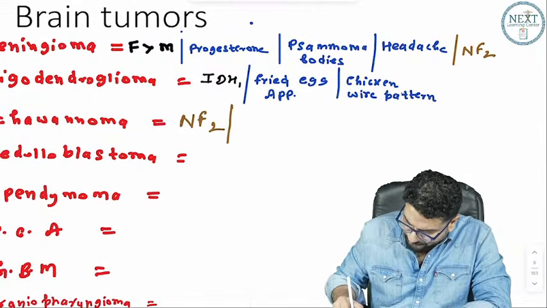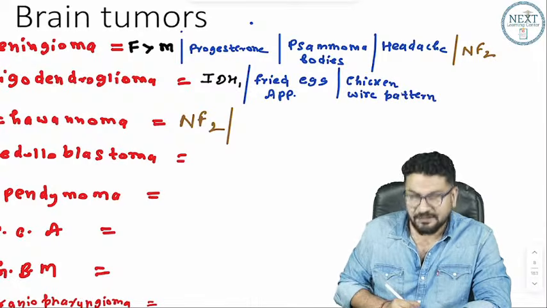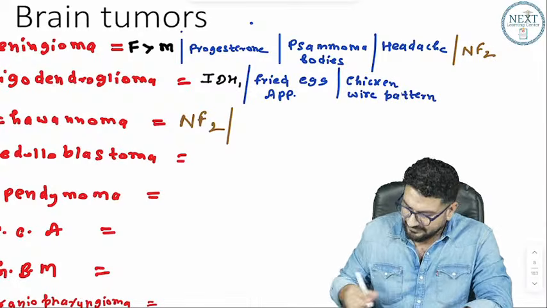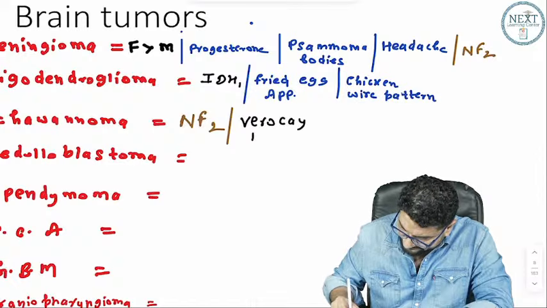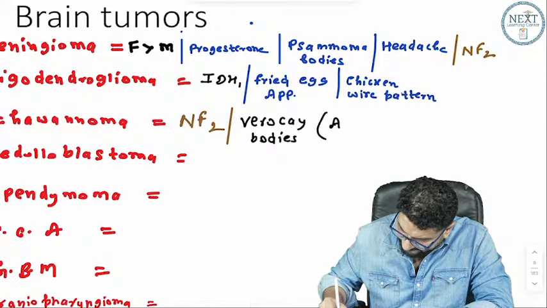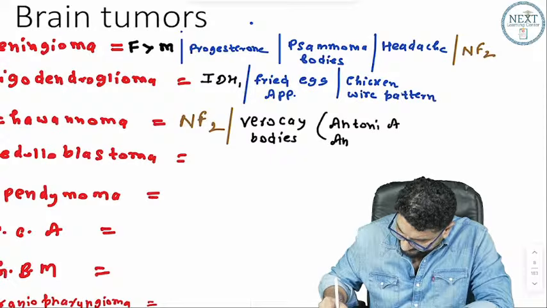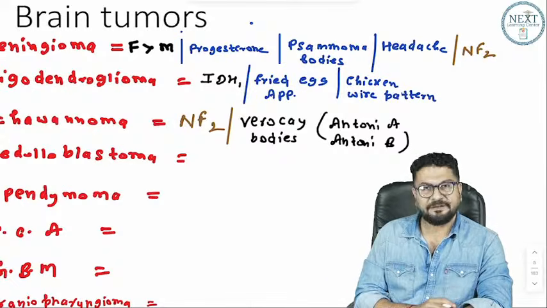Schwannoma, understand, is a tumor where you can see Verocay bodies in biopsy. So what they ask you is Verocay bodies. And these Verocay bodies will have two patterns. One is called Antoni A pattern and we have Antoni B pattern.